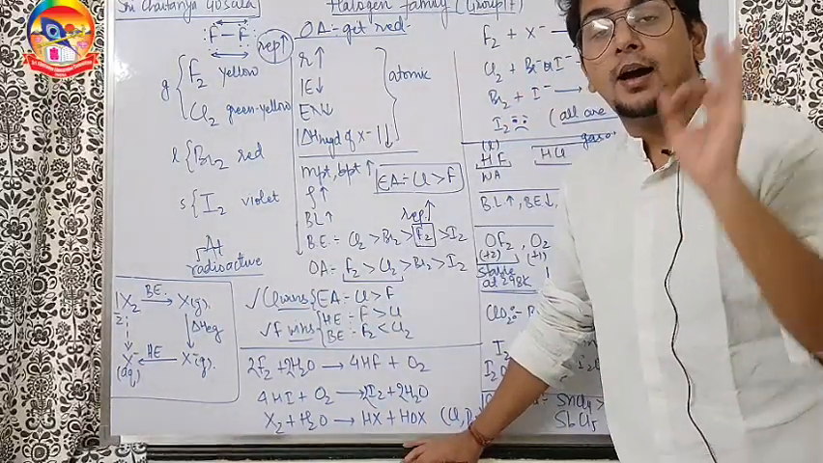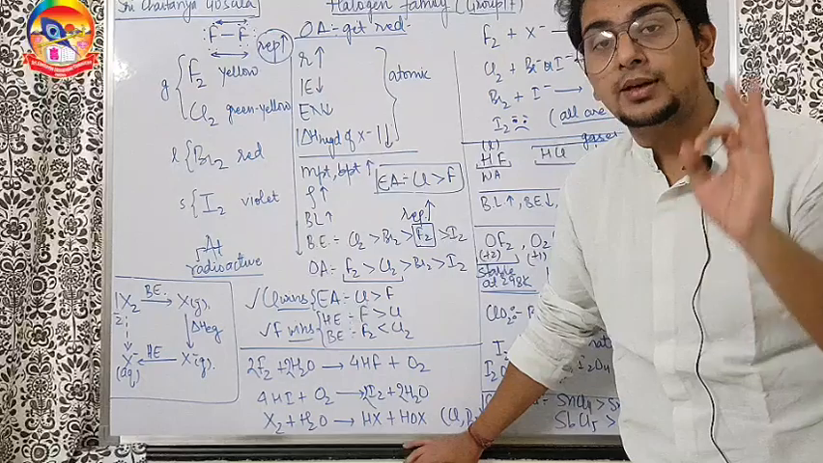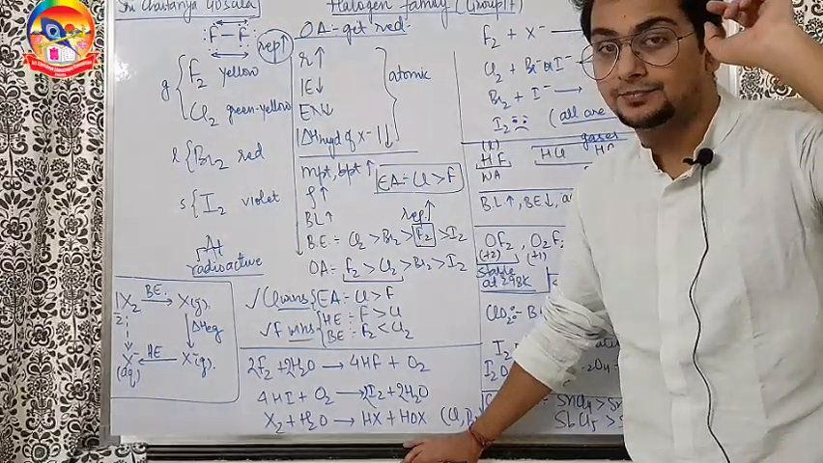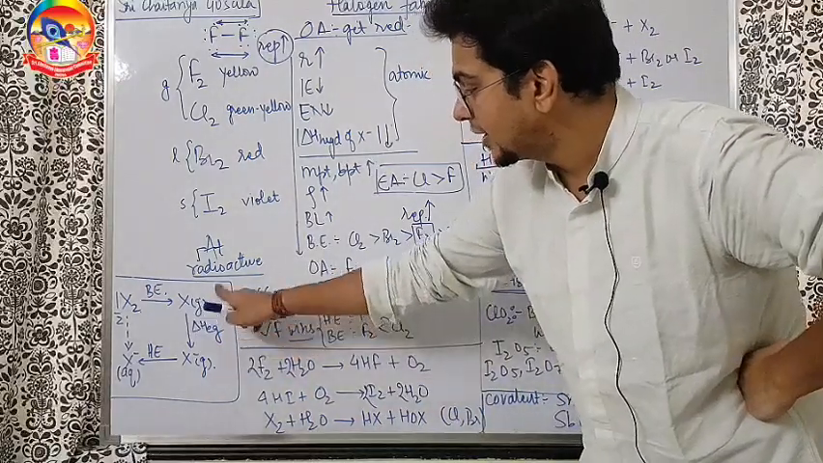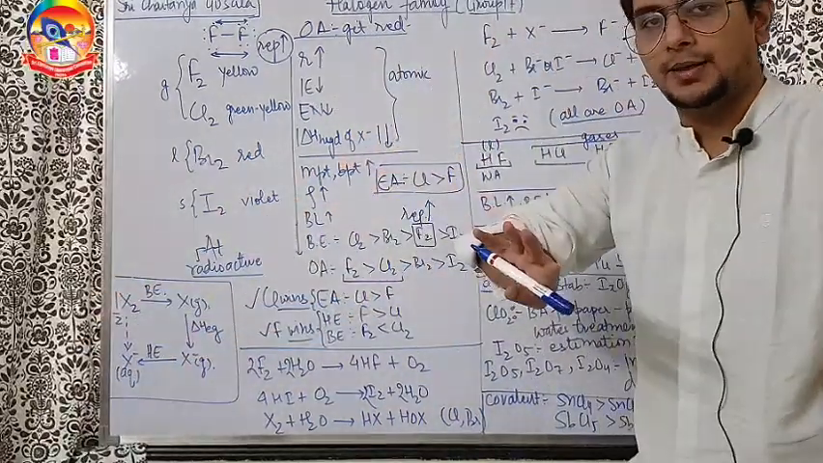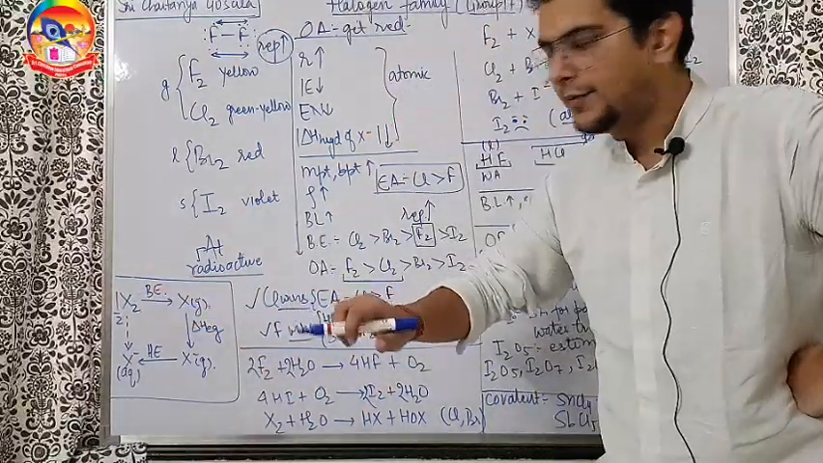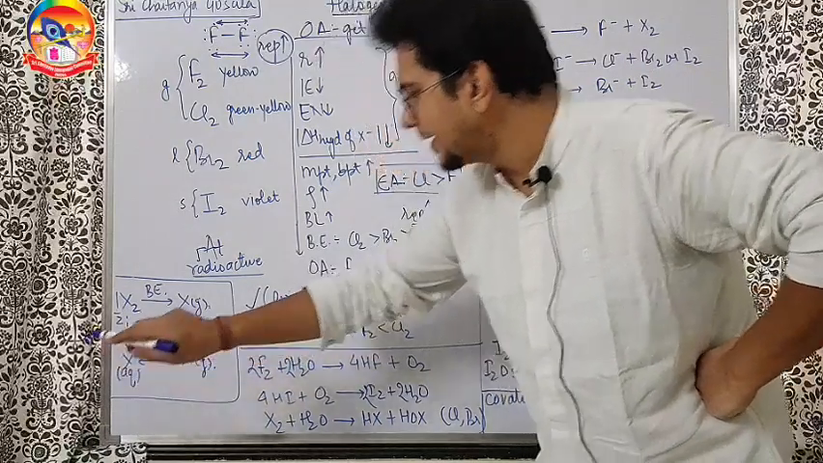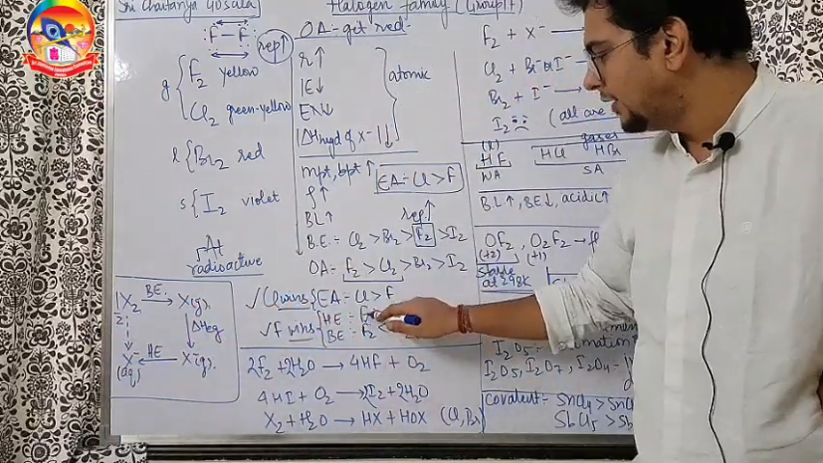Electron gain enthalpy is the enthalpy change when an electron is added to the outermost shell of an isolated gaseous atom. So this is an isolated gaseous atom. This is electron gain enthalpy. This whole process is not electron gain enthalpy, but the oxidizing behavior depends upon all three of them. Third thing, X minus to X minus aqueous, hydration enthalpy, fluorine wins.